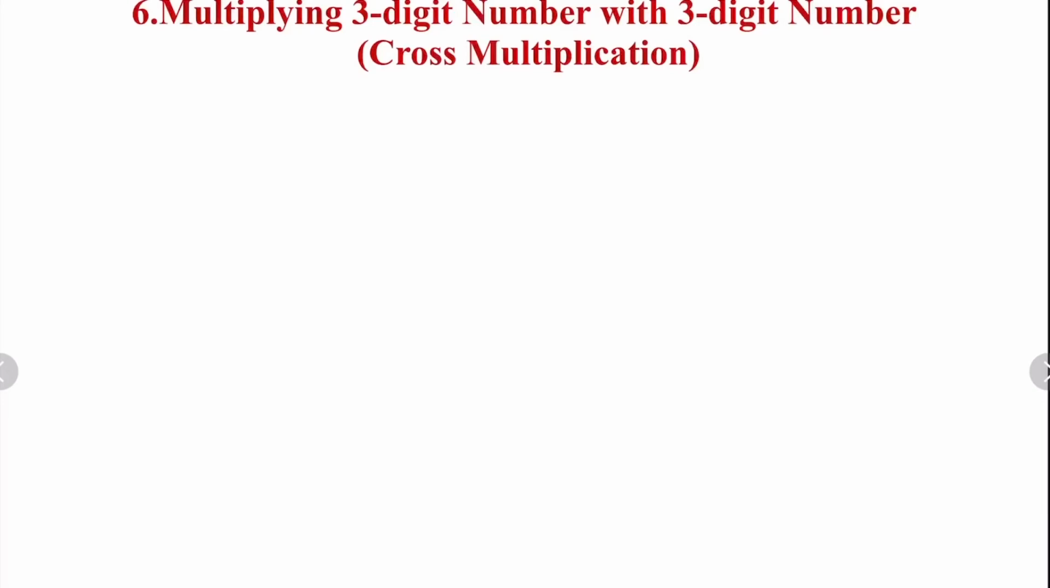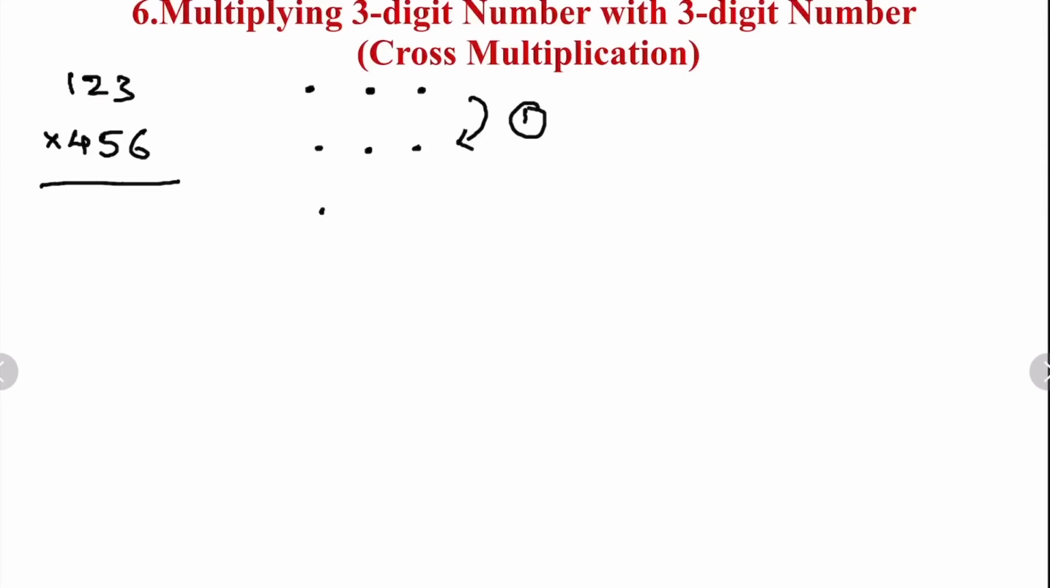Next, multiplying a 3-digit number with a 3-digit number. This is the cross multiplication method. For example, 123 I want to multiply with 456. So we will go with pictorial representation first. We have already discussed 2-digit multiplication. This is the first step. Then you have to multiply these 2 digits. Second step.